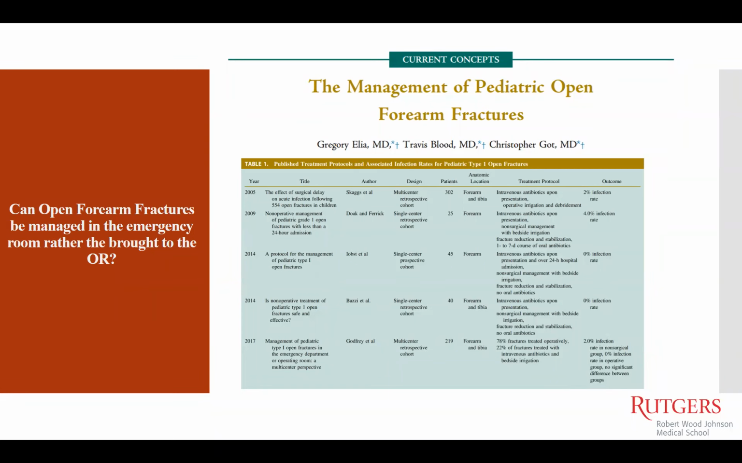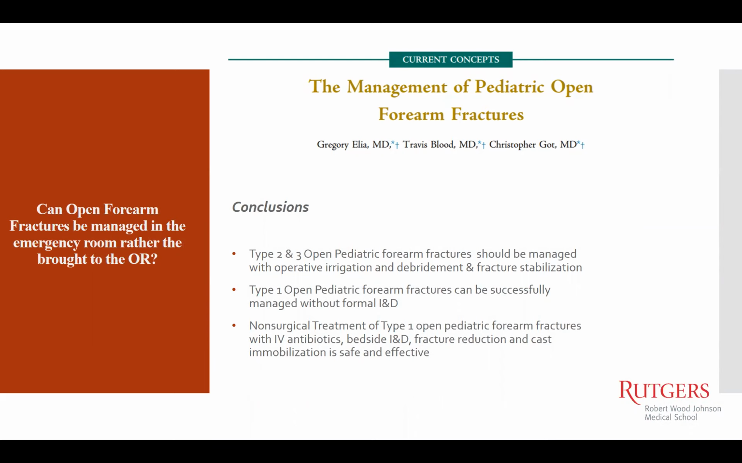The other studies here are also strong representatives of what I'm basically getting at, that a type 1 open pediatric forearm fracture can successfully be managed without a formal operative I&D. Type 2 and 3 open pediatric forearm fractures should be managed with operative debridement and fracture stabilization. But I think we should question whether you could manage type 1s non-operatively, and maybe put it in place to see how that might work for your own institution.